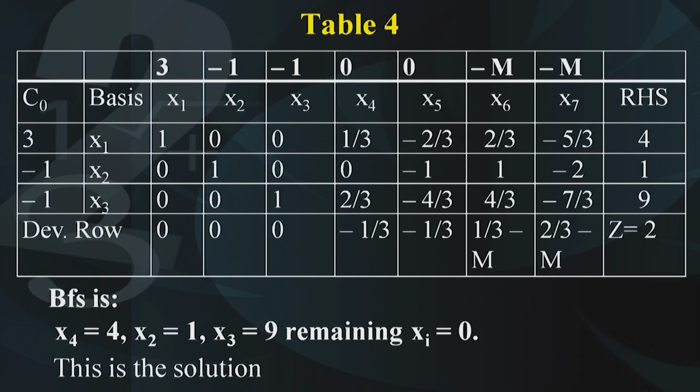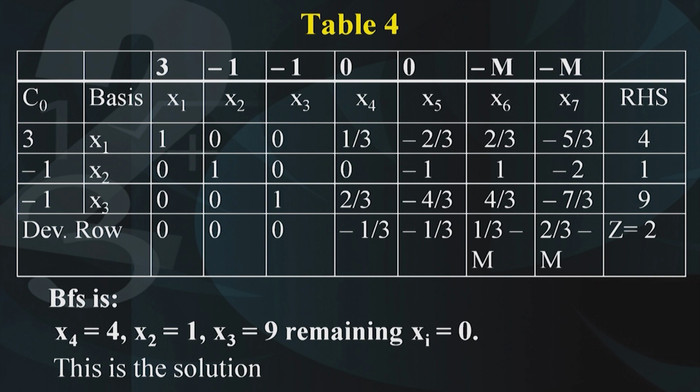As a result, we will get table number 4, and in table number 4 you find that when you calculate the BFS obtained, x4 is equal to 4, x2 is equal to 1, x3 is equal to 9, and the remaining are all 0.